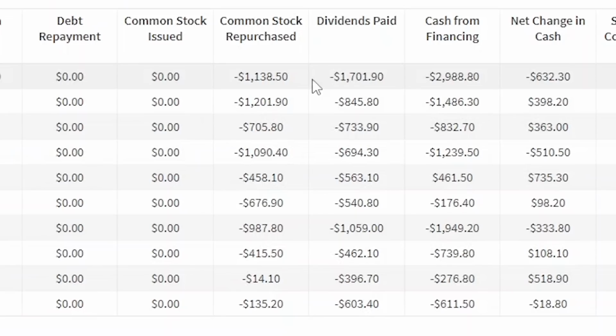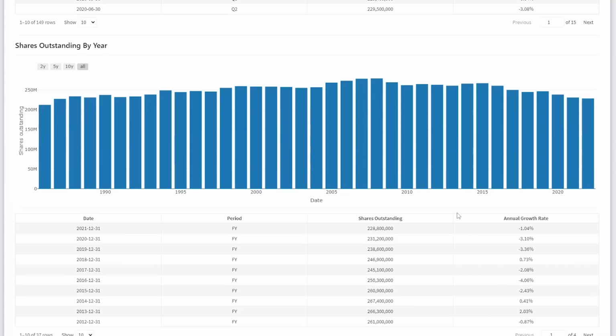They use this cash to reward their shareholders with stock buybacks and massive dividends. In the past few years, the company has been buying back between 1 to 3% of their shares outstanding. This increases your relative ownership stake in the company.